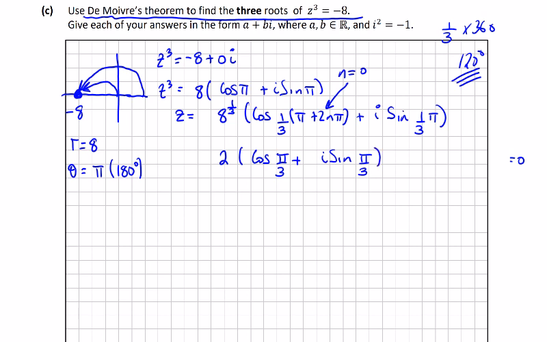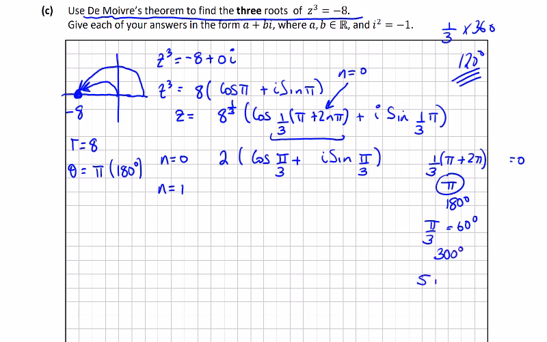I'll do these in the calculator in a minute. That's when n is equal to 0. When n is equal to 1, we said it's going to go up 120 degrees. Let's just check. It's going to be a third of pi plus, when n is 1, 2 pi. And a third of 3 pi is just pi, which is 180. Pi over 3 was 60. So pi is my next angle, and then my angle after that is going to be 180 plus 120, 300 degrees, which is 5 pi over 3. So there are my 3 angles here.